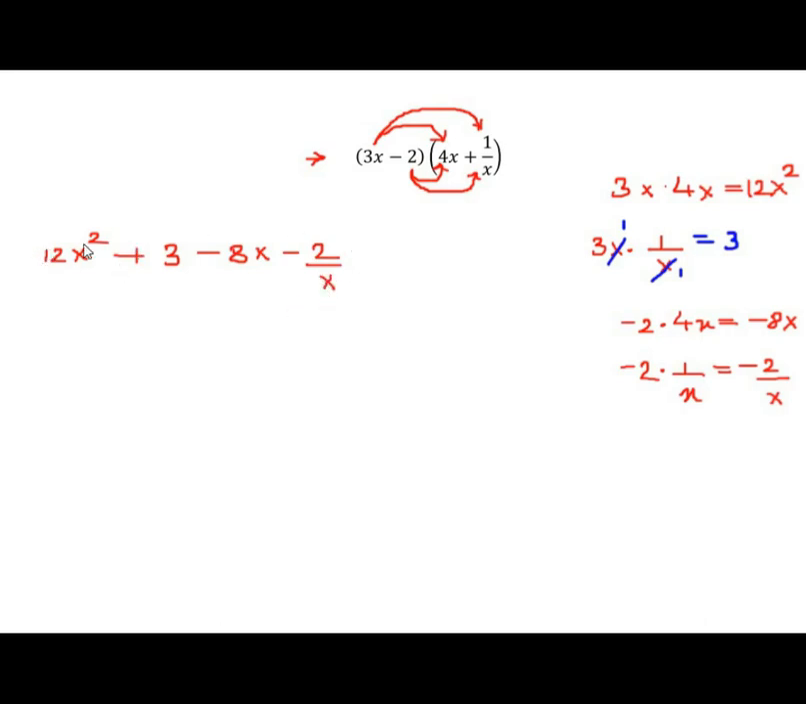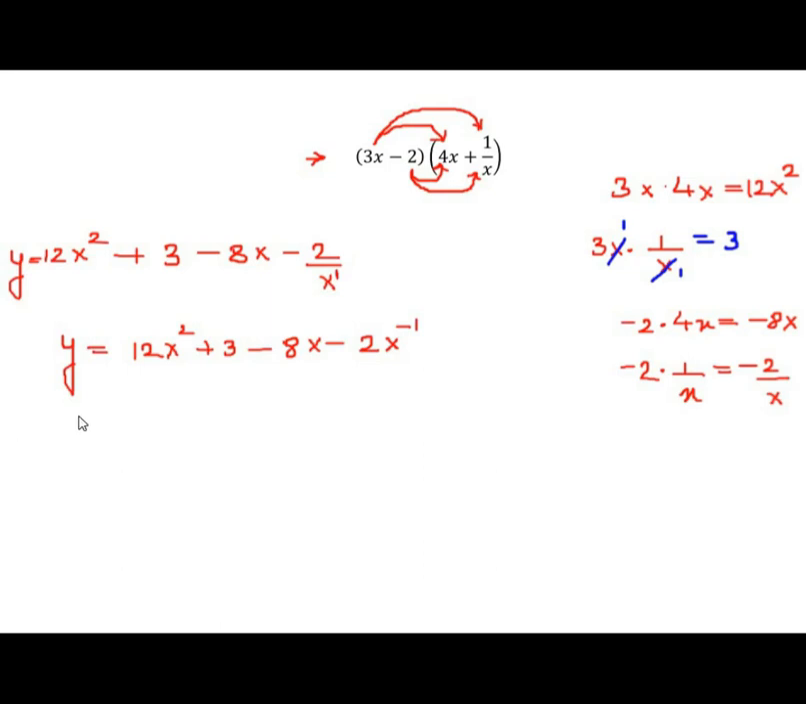Now this expression, whatever we have got, let us take it as y equals. I am going to take this x term to the numerator. So I can write it as y equals 12x square plus 3 minus 8x minus 2 x to the power of negative 1. So if I am taking the x on the top, the positive power changes to negative power.